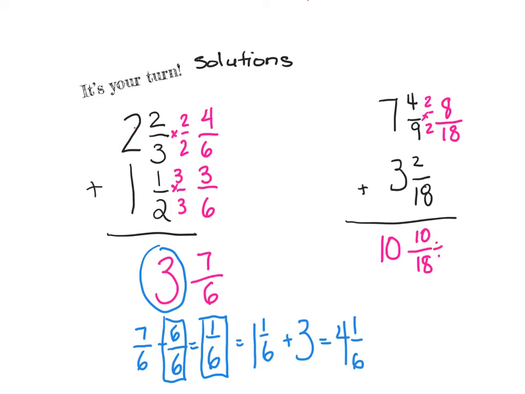You should have simplified, noting that 10 and 18, their greatest common factor that the two numbers share is 2. So we're going to divide each side by 2, the top and bottom by 2, and 2 goes into 10 5 times. It goes into 18 9 times. And so 5/9 is our simplest form. So we're just going to rewrite our final answer down here, 10 and 5/9.